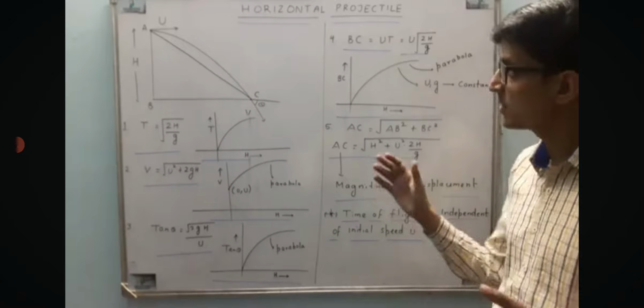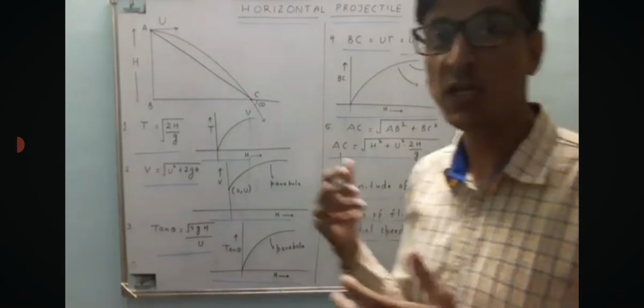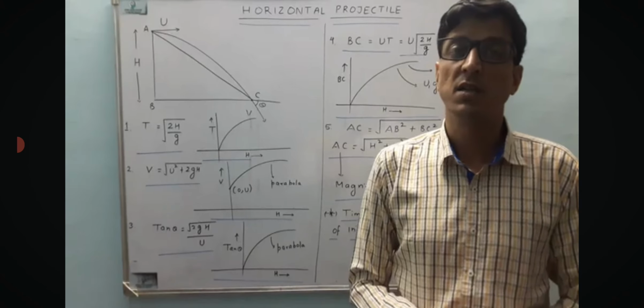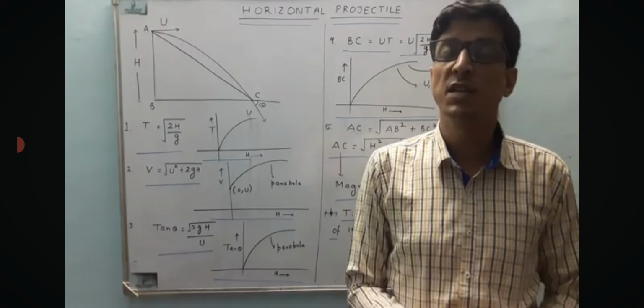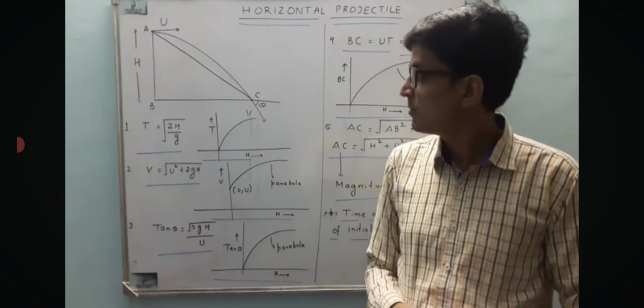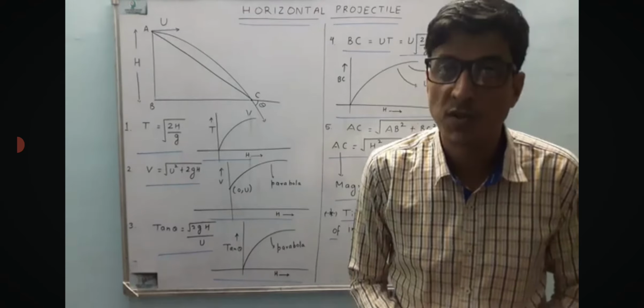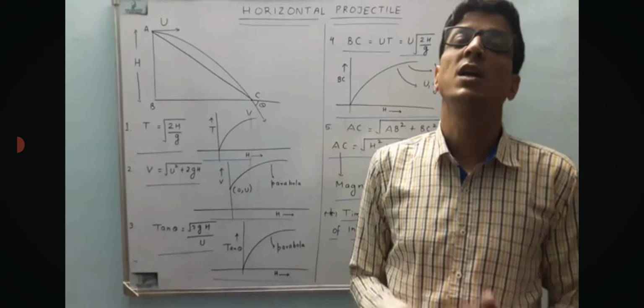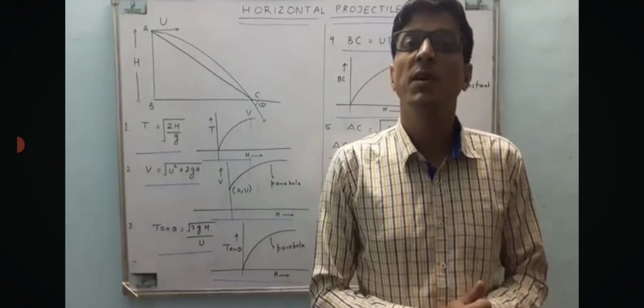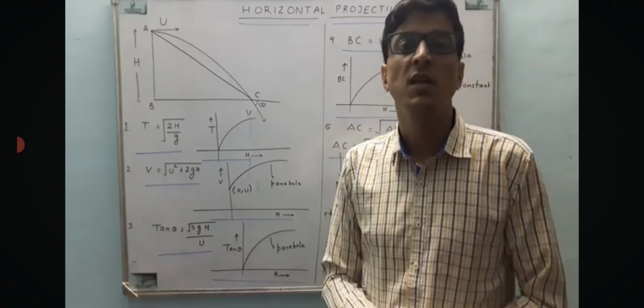The most important point in horizontal projectile is that the time of flight is independent of the initial speed, whereas the range BC is directly proportional to the initial speed. By this way you can solve your questions quickly.